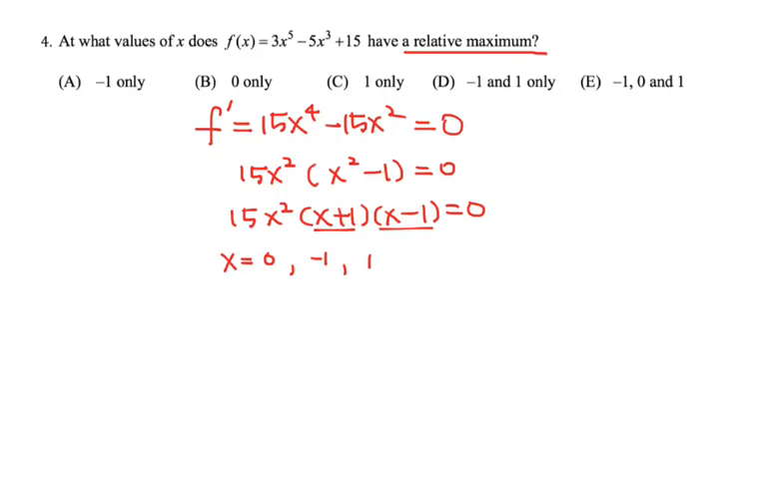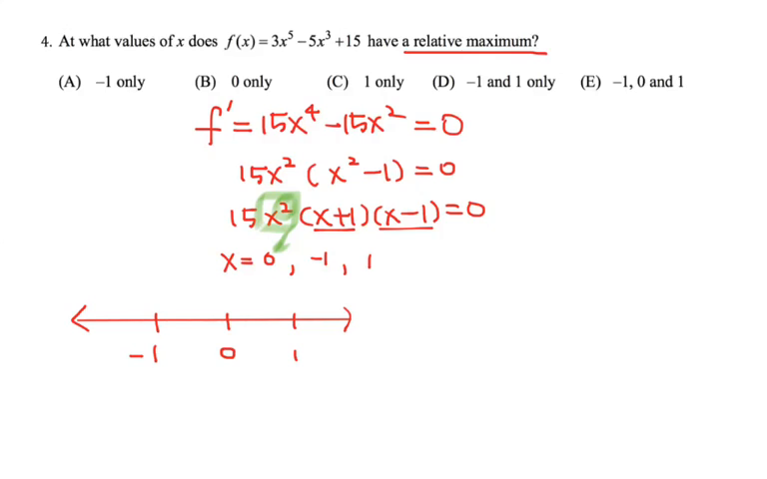Notice that here, x squared, because of square, this 0 is actually the double root. Then you will realize that about the double root, signs will not change. So you can safely assume that 0 will not be relative maximum, nor relative minimum either. But we'll try to see what we can do with it first. So here we have negative 1, 0, 1.